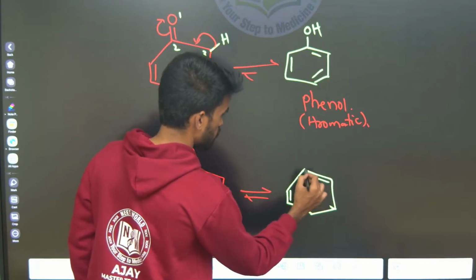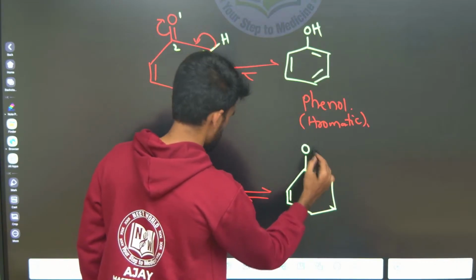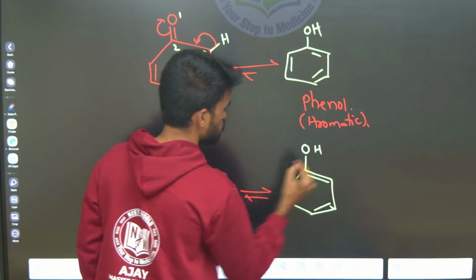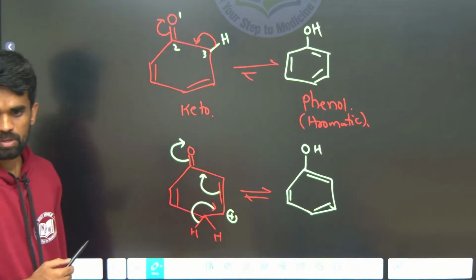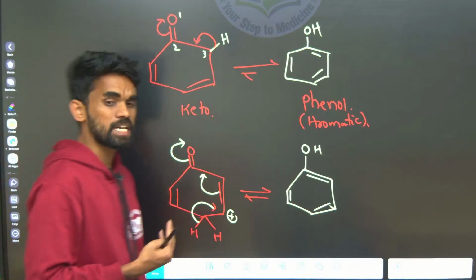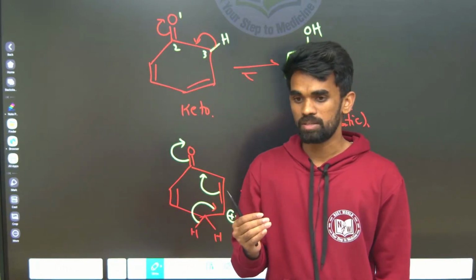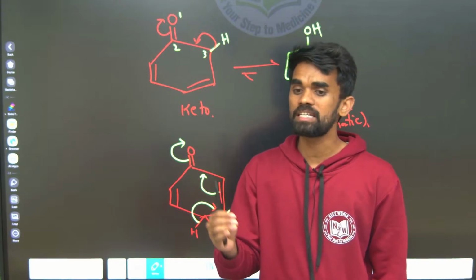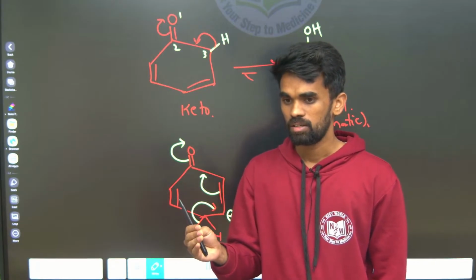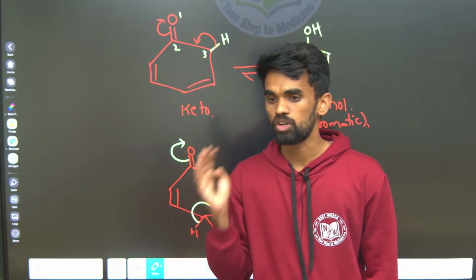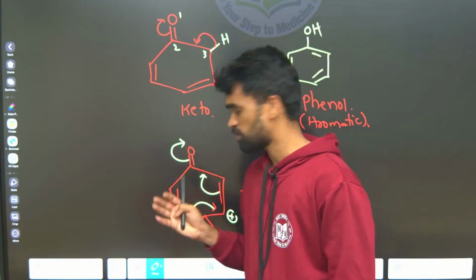Here it is shifted, it is becoming O minus H. Here also phenol. Okay, they will ask by giving 4 structures, which of the following shows tautomerism, or which of the following has the highest enol content, or which of the following does not show tautomerism. These are the general questions from this topic.